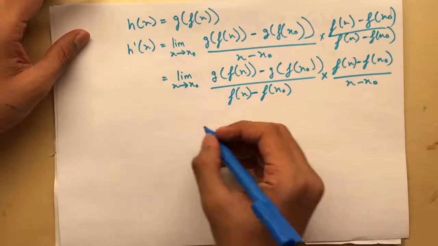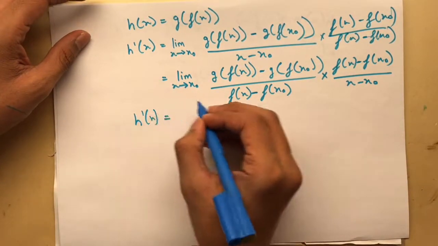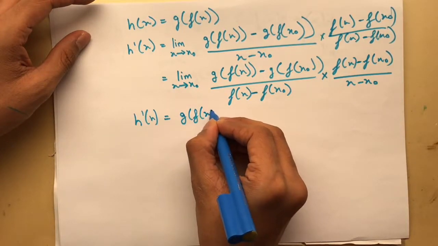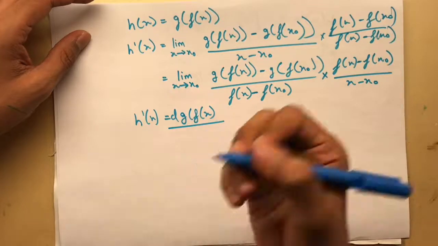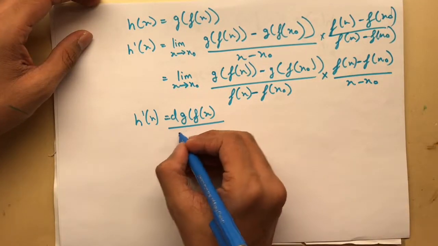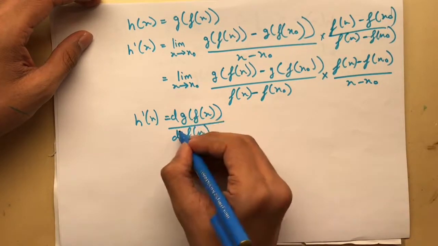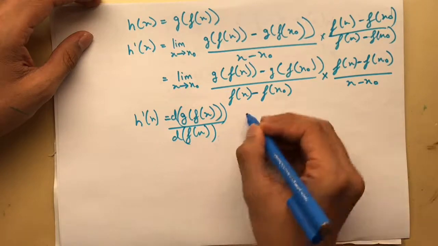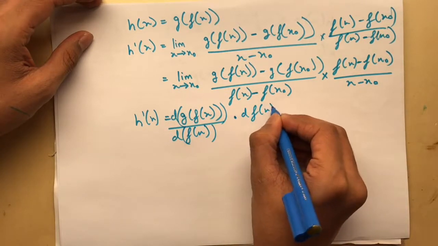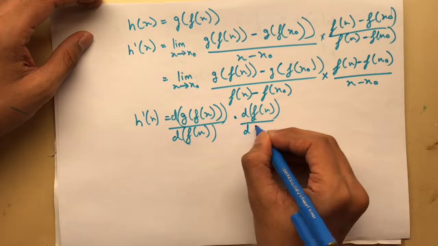So that is why we can say that h dash of x is equal to the change of g of f of x with respect to f of x, times the change in f of x with respect to the change in x.